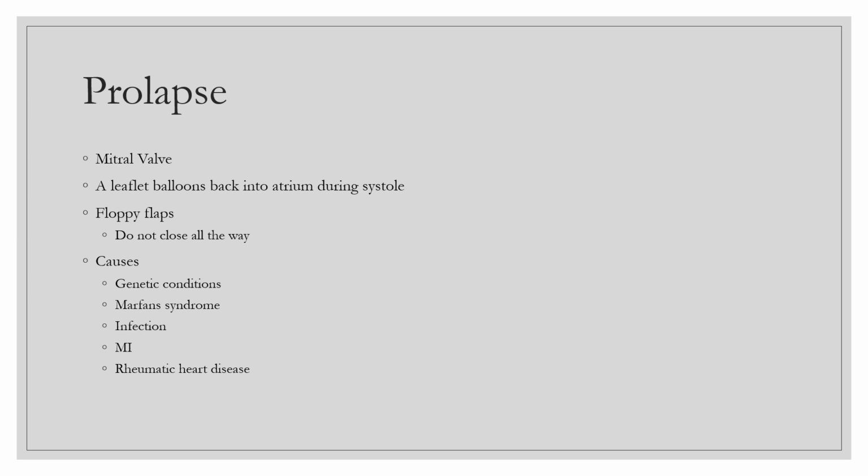We can also have mitral valve prolapse. So this is when one of the leaflets actually goes back into the atria. So they should open into the ventricle and then close, down into the ventricle and close. But this is going to go backwards. Okay, these are floppy flaps. They're not going to close all of the way. This can also be from genetic conditions, Marfan's, and then that MI as well, especially if we've lost those papillary muscles. If they've ruptured, we're going to have that leaflet flopping all over the place.